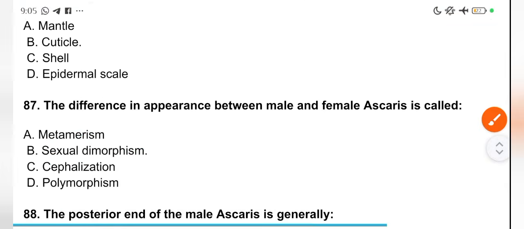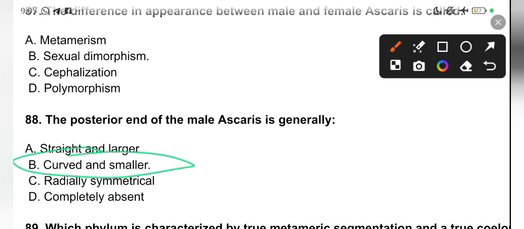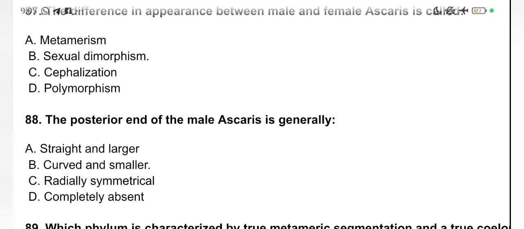Alright, the posterior end of a male Ascaris is generally curved and smaller. That's how you know the difference between male and female Ascaris, okay? But you shouldn't really take note of that so well. But just know this question for the sake of your exam.